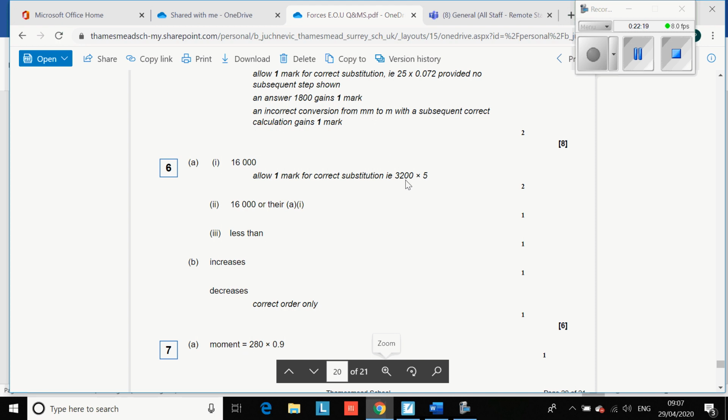Okay, 3,200 times 5 meters a second. That's 1 mark for the calculation. And the answer is 16,000 kilograms meters per second. Okay, if you just put that, you can still have your 2 marks.